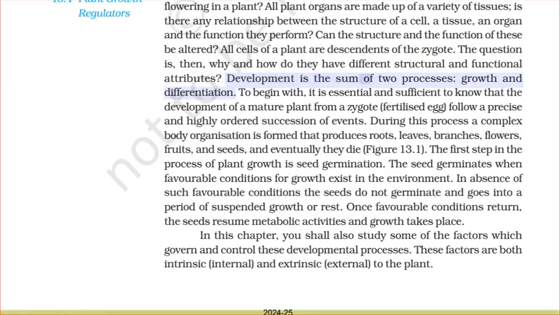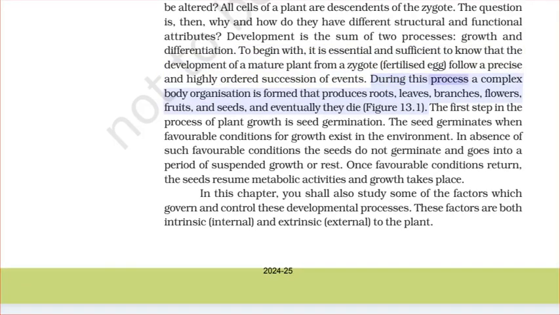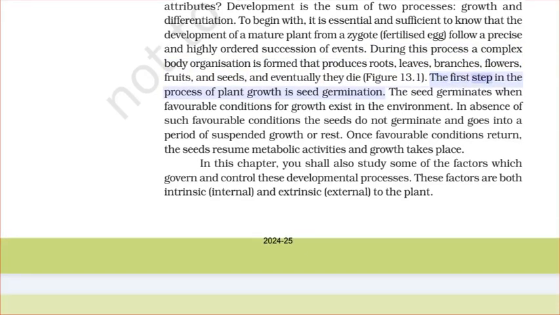Development is the sum of two processes, growth and differentiation. To begin with, it is essential and sufficient to know that the development of a mature plant from a zygote, the fertilized egg, follows a precise and highly ordered succession of events. During this process, a complex body organization is formed that produces roots, leaves, branches, flowers, fruits, and seeds, and eventually they die.